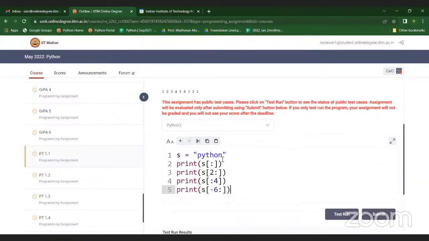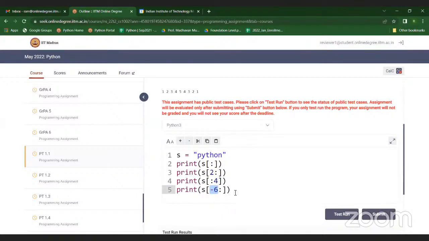So from last to 6th character: n is the last character, right? Last to second is o. Last to third is h. Similarly, t is the fourth one from last, y is the fifth one from last, and P is the sixth one from last. So basically, it is just similar to this, starting from 0, but we are doing the order from last.